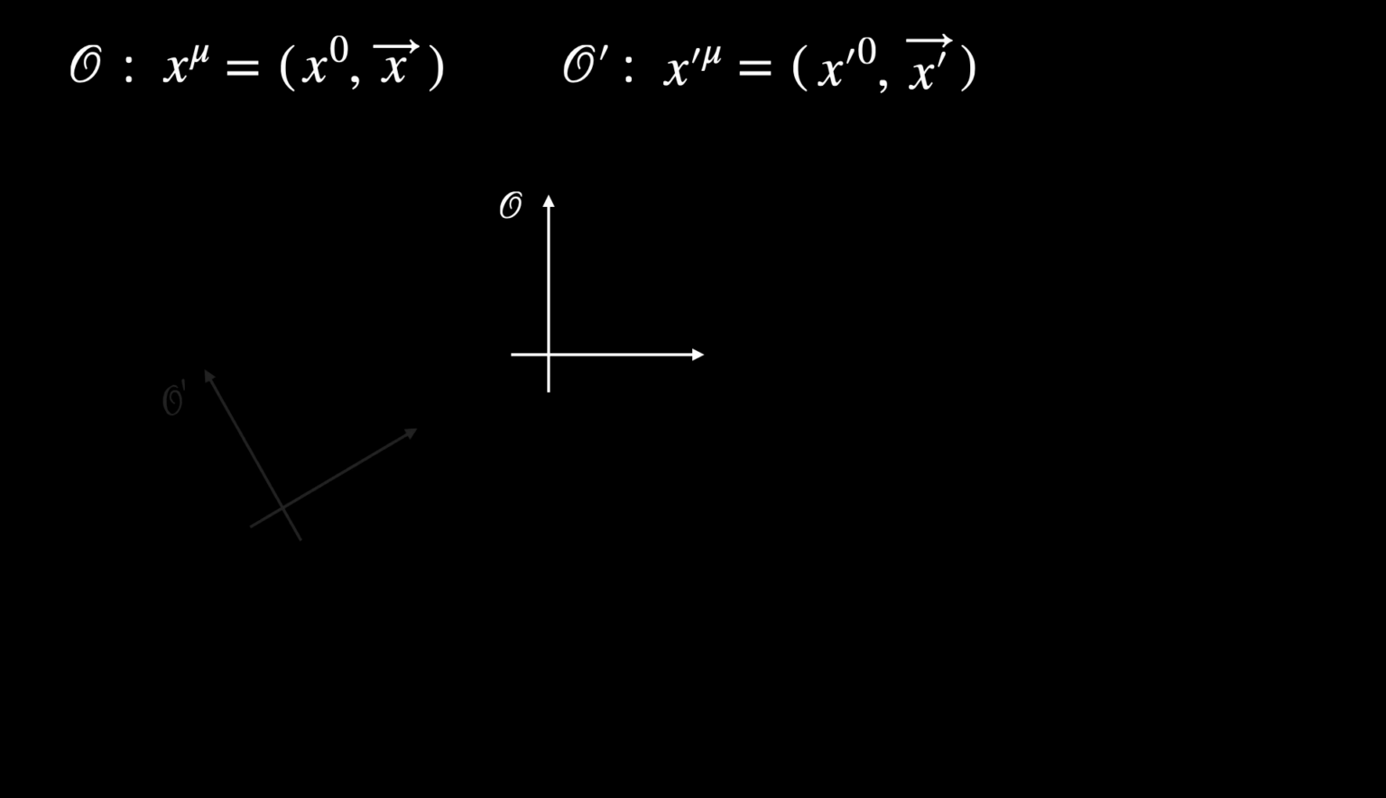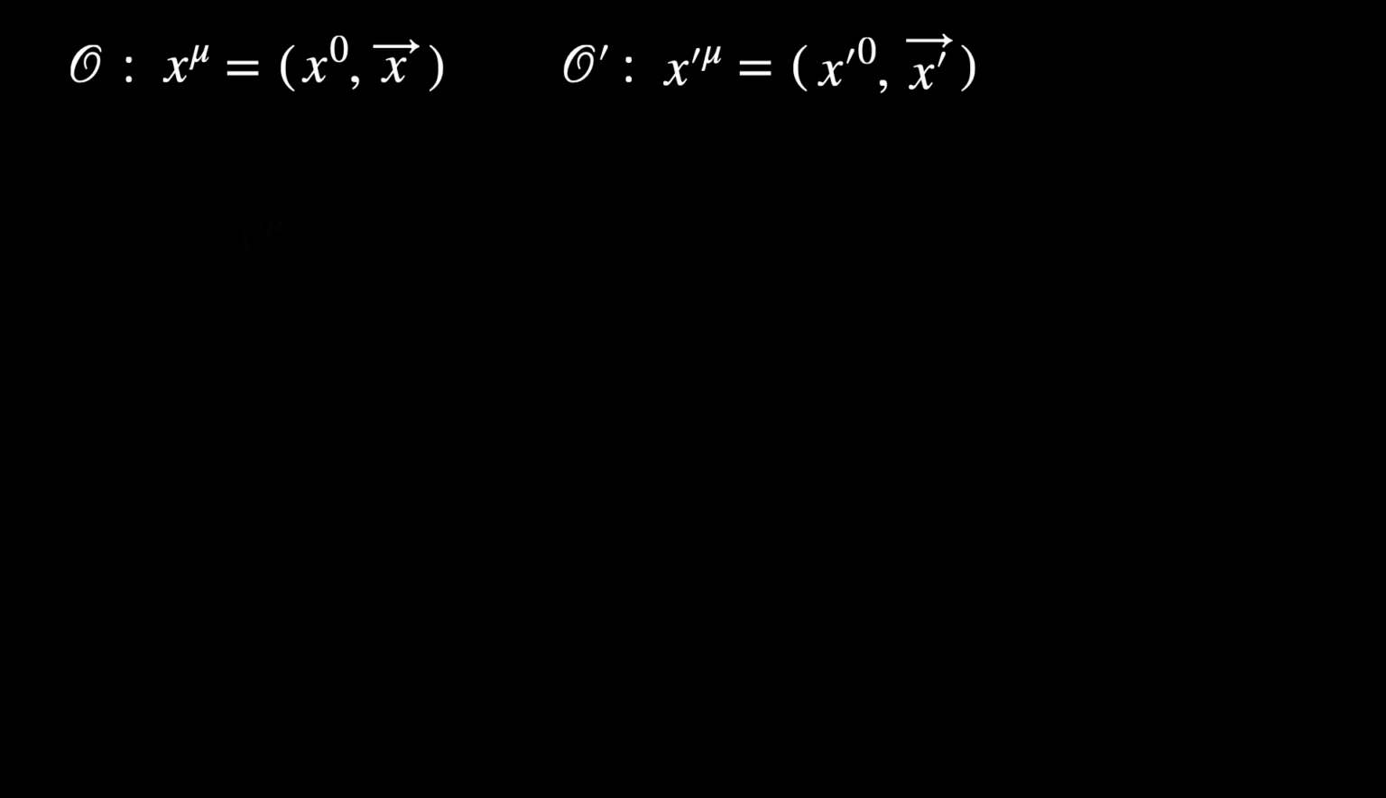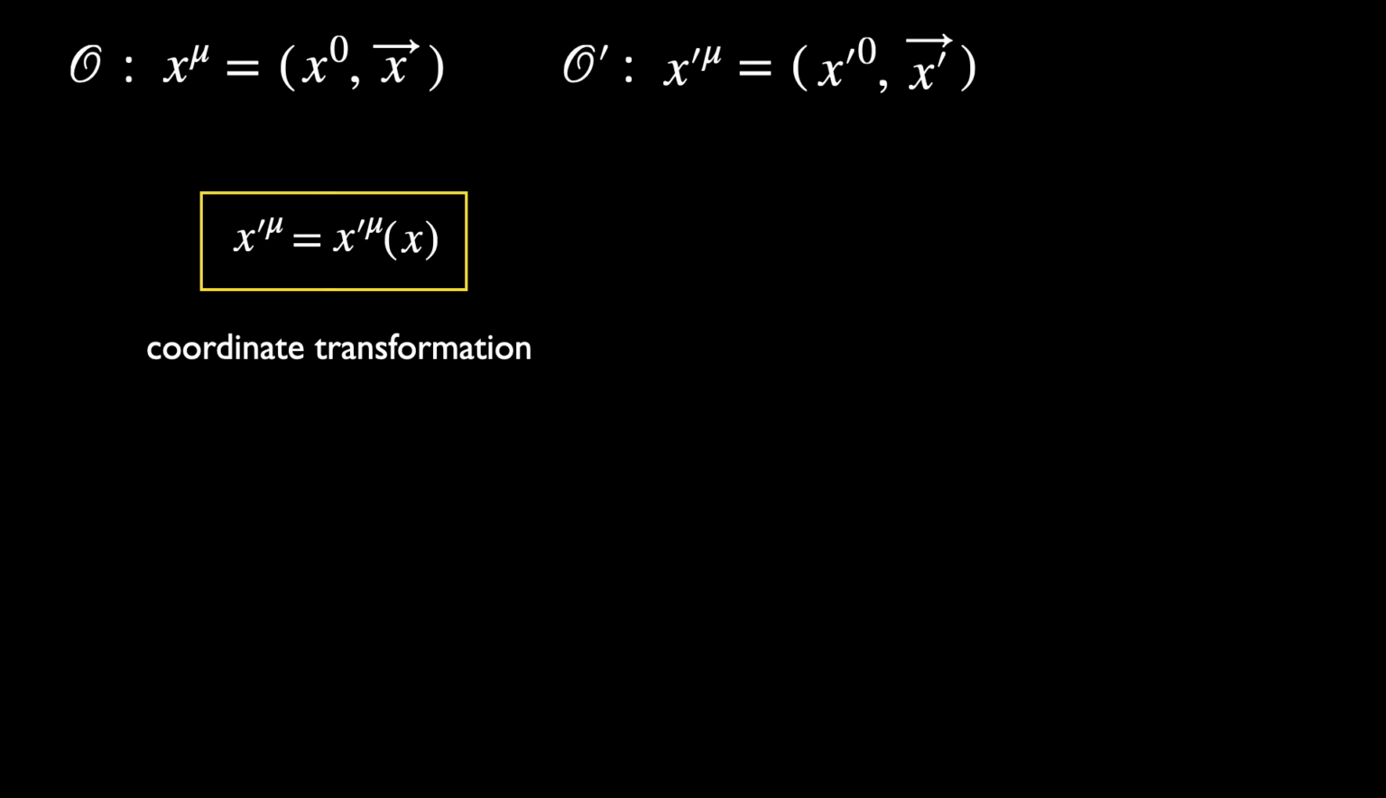Both of these are rectilinear coordinate systems, although they may not have the same orientations. Now let's look at how these two coordinate systems are related. This can be done by a coordinate transformation. Let's assume this function to be continuous and invertible.